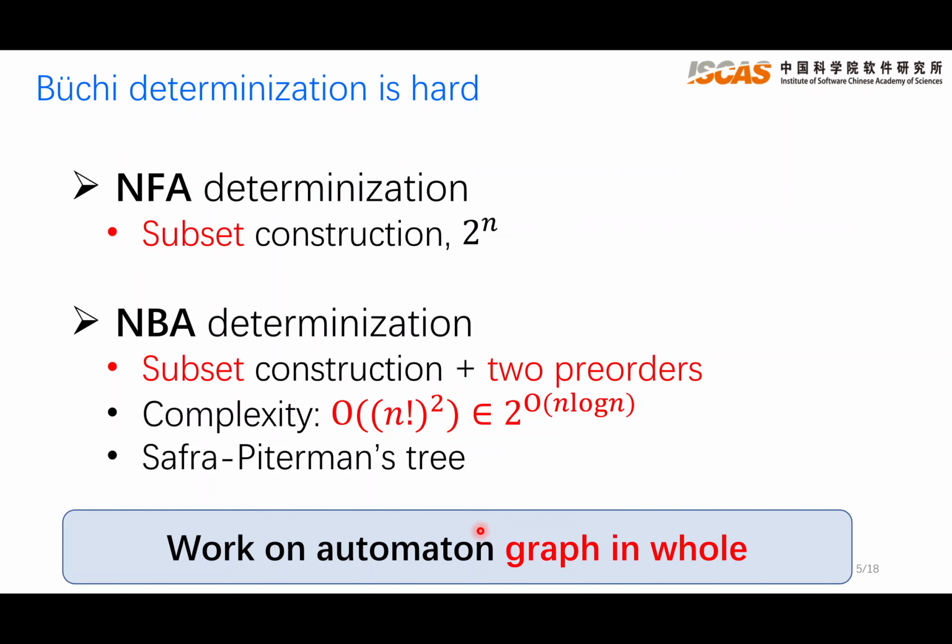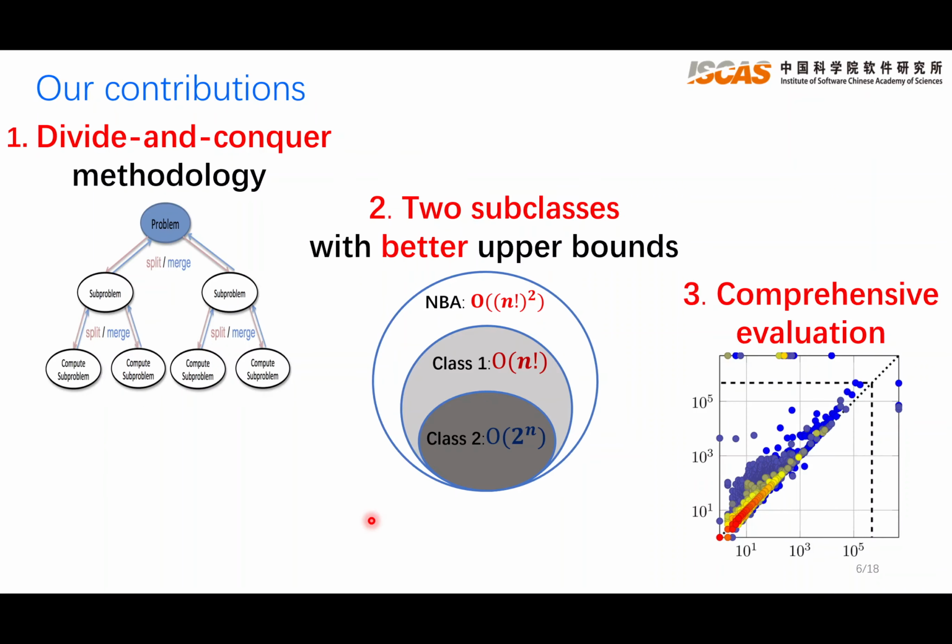It's worth mentioning that existing works are all operating on the whole graph structure of automata at once, which is very different from our construction. In this work, we made the following contributions. First, instead of working on the whole graph structure, we adopt the divide and conquer methodology. We perform independent and specific determinization construction for each SCC in the input Büchi automaton.